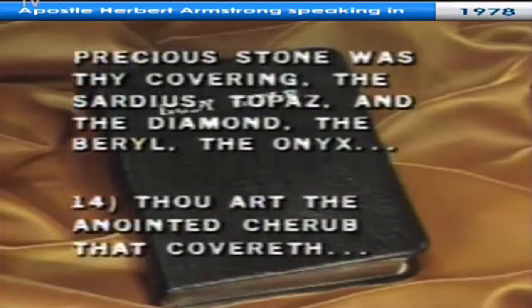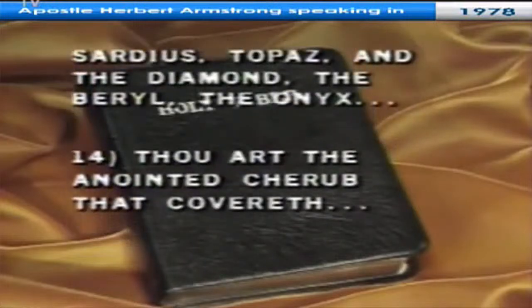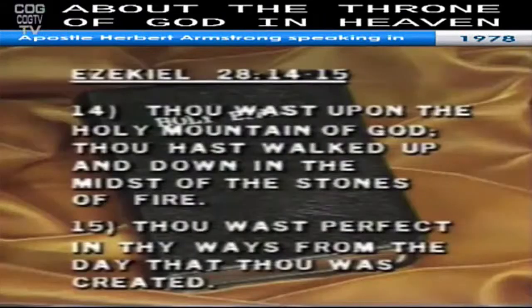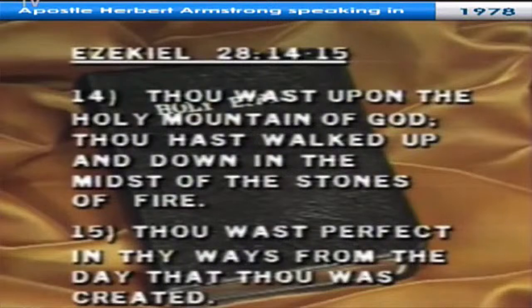And continuing now in verse 14, Thou art the anointed cherub that covereth. Now that takes us immediately back to the 24th and 25th chapters of Exodus, where God was revealing to Moses something about the throne of God in heaven. Thou wast upon the holy mountain of God. Thou hast walked up and down in the midst of the stones of fire.